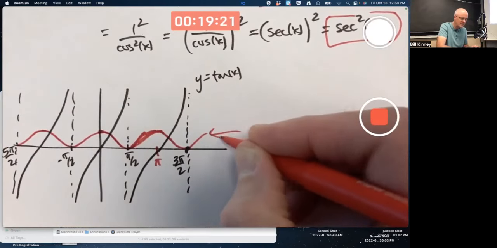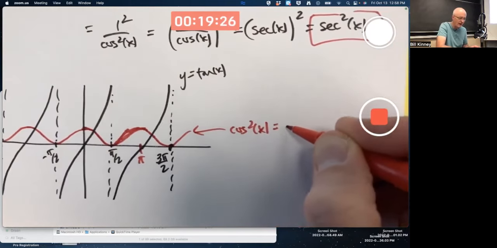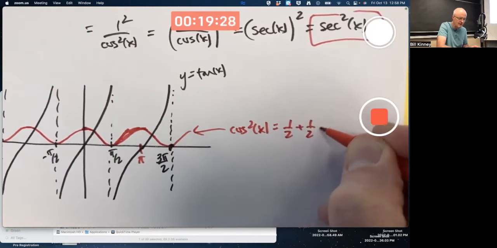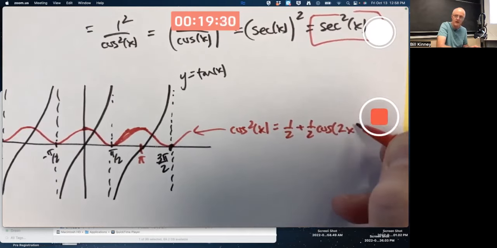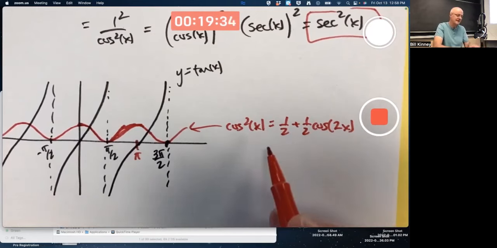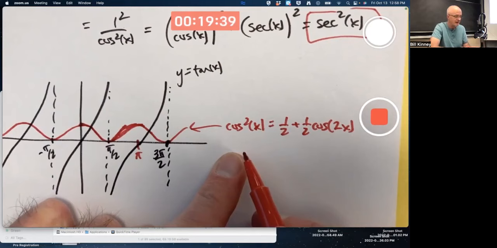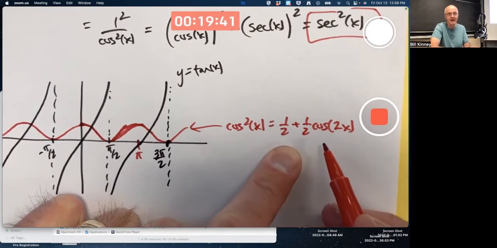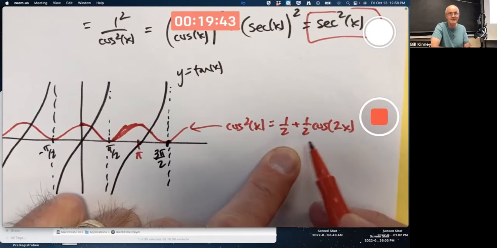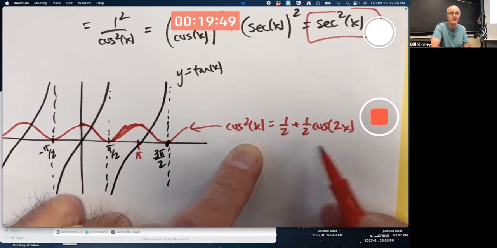That graph is cos squared x, and there is a trig identity that says that's 1/2 plus 1/2 cos 2x. And that's actually a useful identity to know in calculus 2, because in calculus 2 you have to do lots of integrals. To integrate cos squared x, it's better to write it like that. It's a lot easier to integrate this directly than this directly. Of course, these are equal for all x.